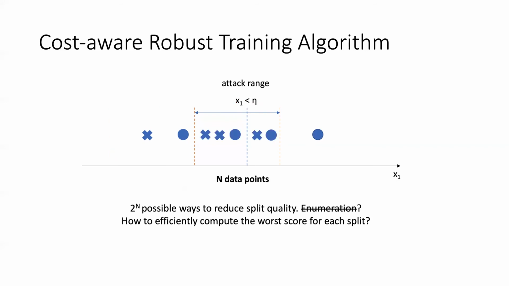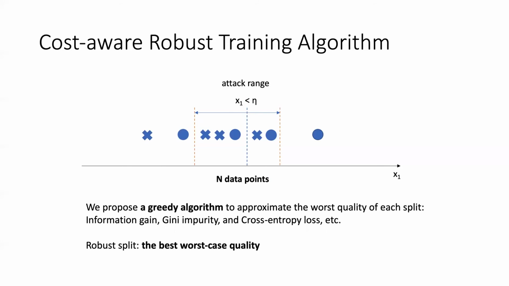In general, when there are n data points within the attack range, the attacker has 2 to the n different ways to reduce the split quality. Enumeration is intractable, since this needs to be repeatedly computed for all splits during the training process. So the question is, how to efficiently compute the worst score for each split?